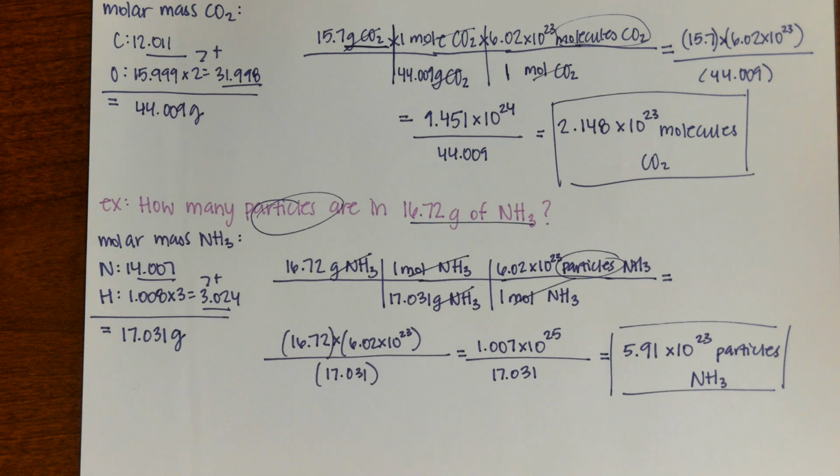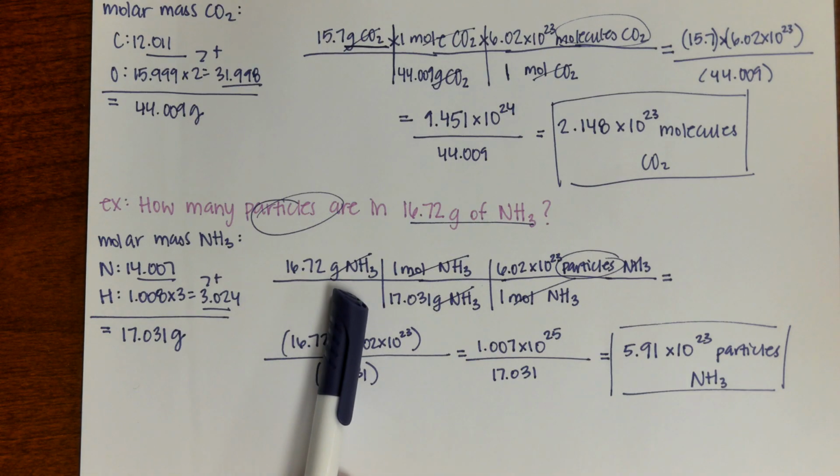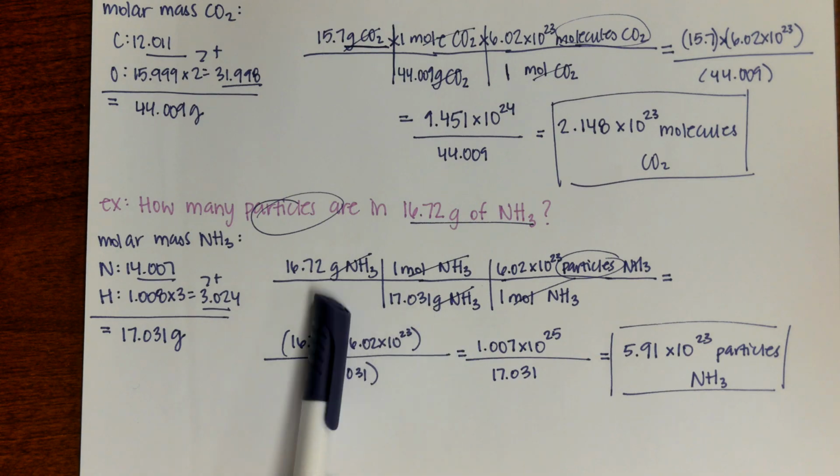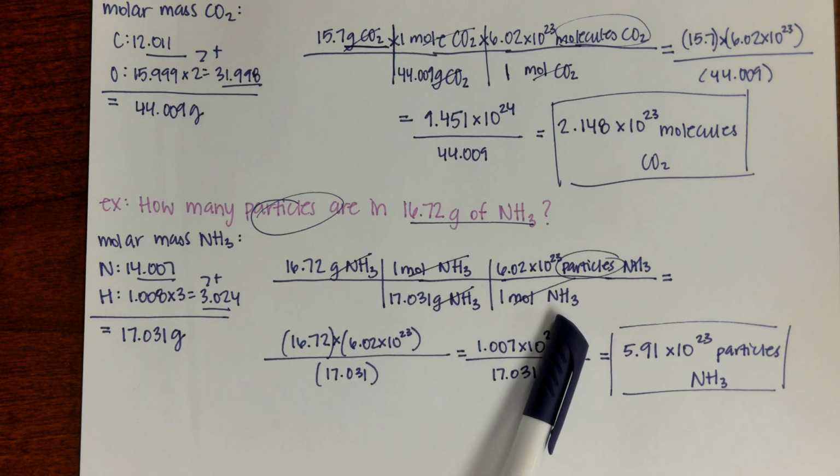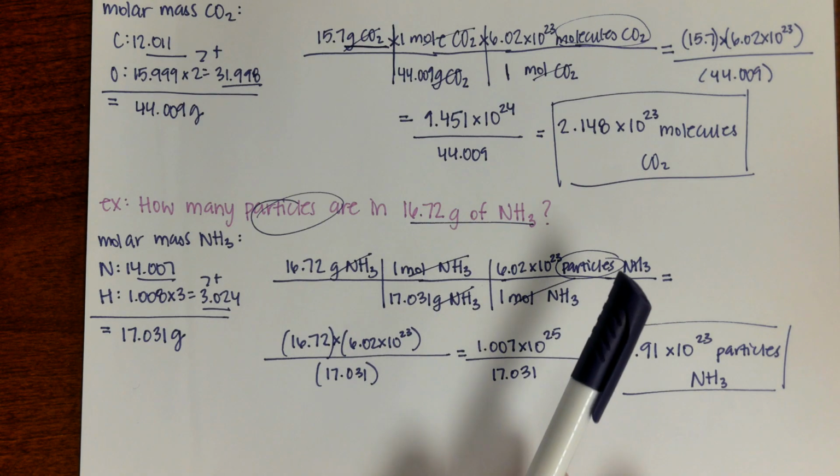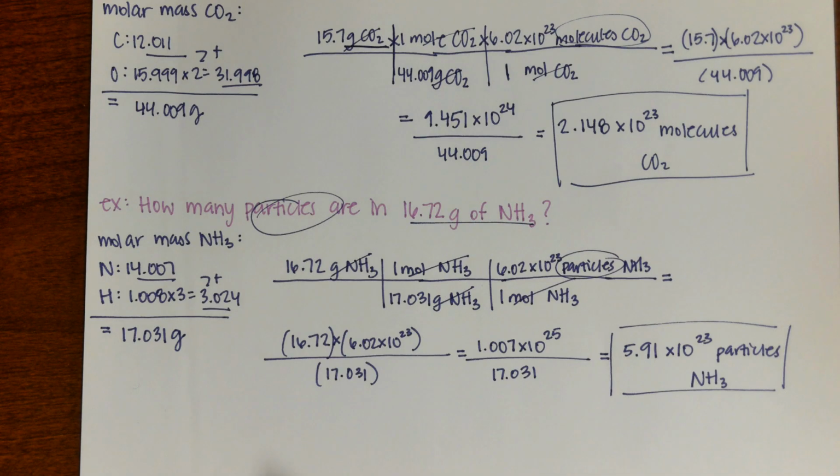Alright, so this should be your final answer, 5.91 times 10 to the power of 23. So again, you start with grams, you start with your molar mass, and then when you convert to moles, you put your Avogadro number on top for particles. When I calculate that, multiply the top, divide by the bottom, this is what you should be getting. Alright, so this is pretty much it for our two-step mole conversions.